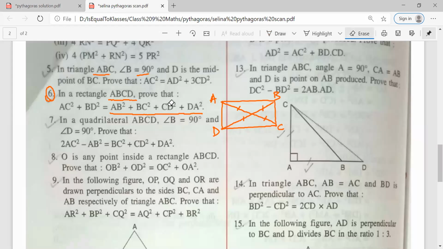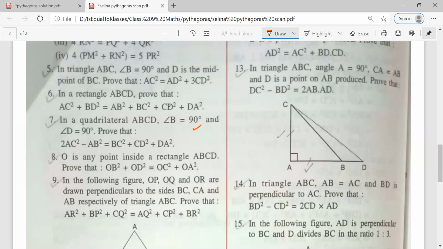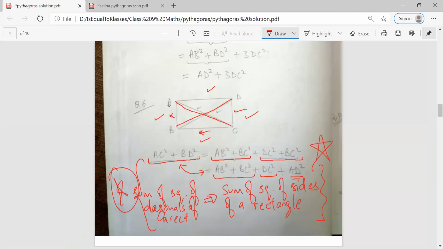So this is one of the simple questions which are there in this exercise. Let us move to the next question. In a quadrilateral ABCD, angle B is 90 degree and angle D is 90 degree. Okay, there are two angles which are 90 degree, and you need to prove this. Okay, let us look at the solution.